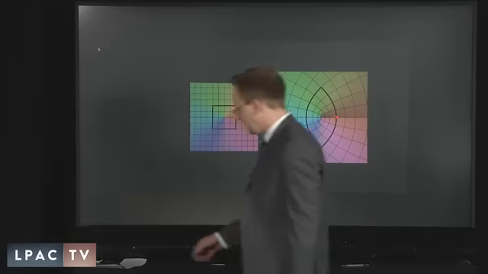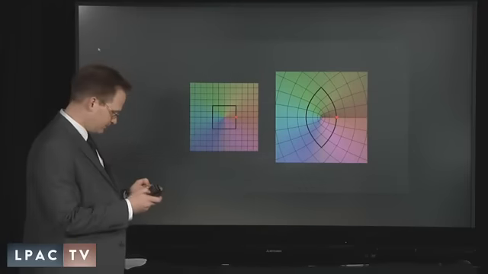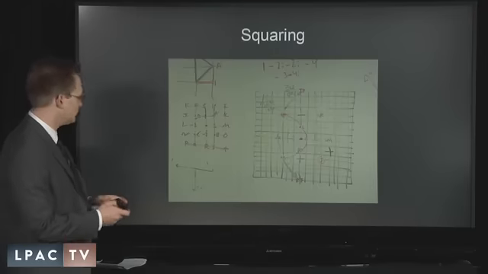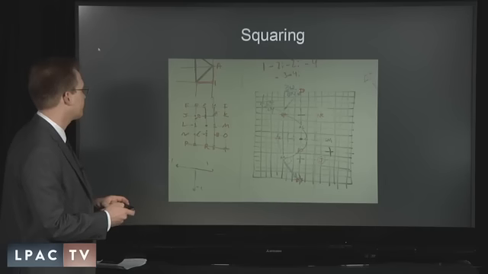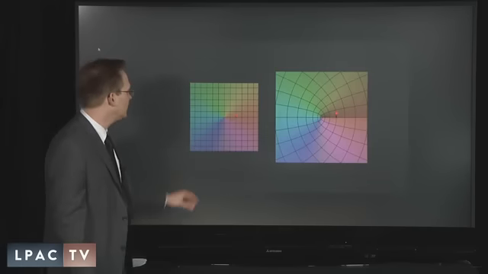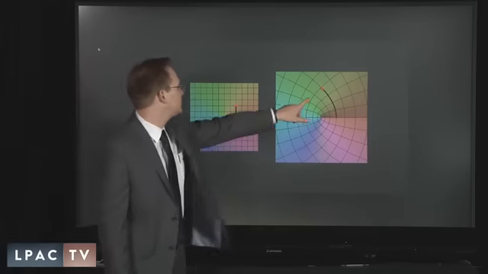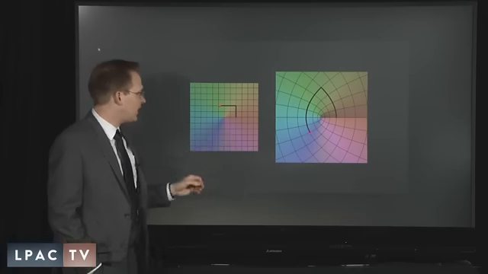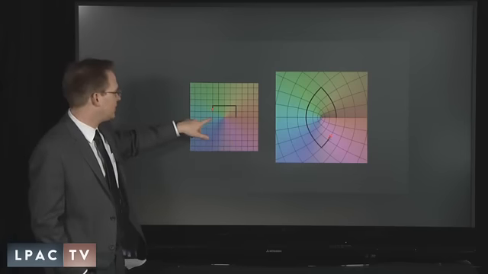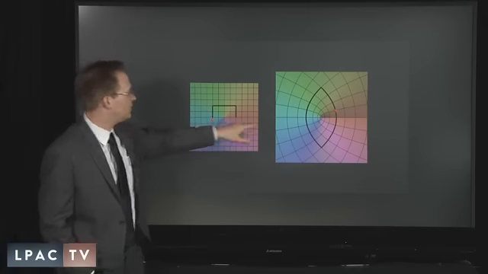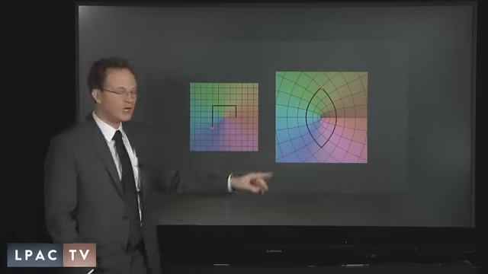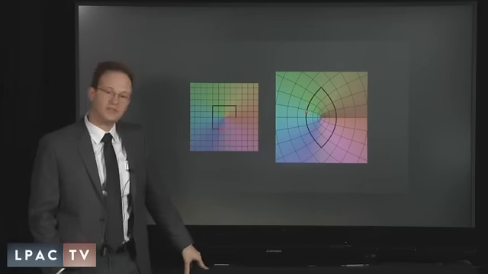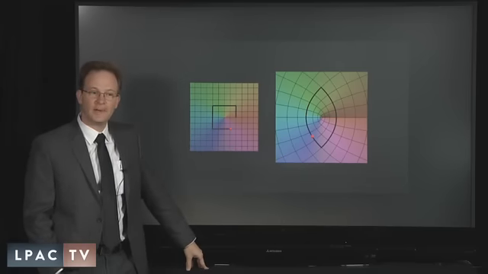So let's take a look at this squaring animation again. Let's see what happens when we get here. Indeed, we're at 2i. There's a funny thing that happens. When we get over here to negative 1, negative 1 squared is just 1. So we're actually making this shape twice here.